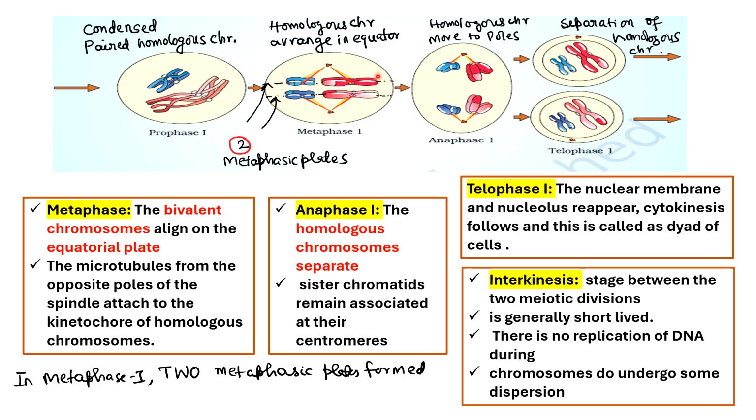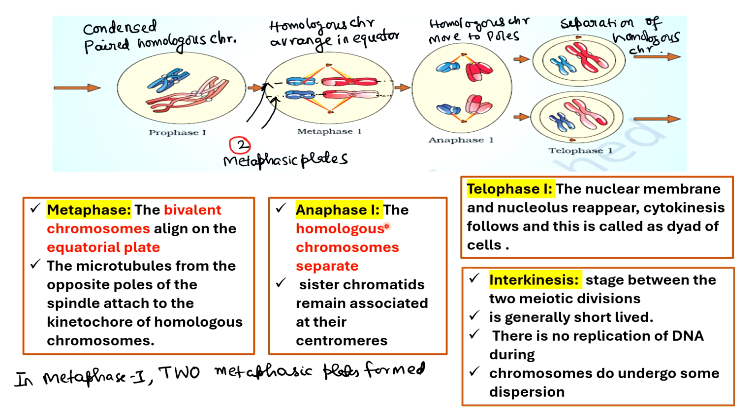See, this is one bivalent, this is another bivalent. So the bivalent pairs align along the equatorial plate. The microtubules from the opposite poles of the spindle attach to the kinetochore of the homologous chromosome. So the microtubule is attaching to the kinetochore of the homologous chromosomes.